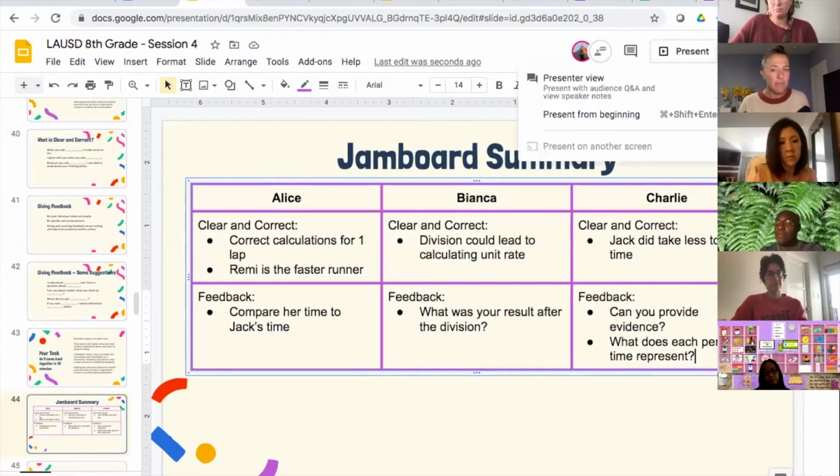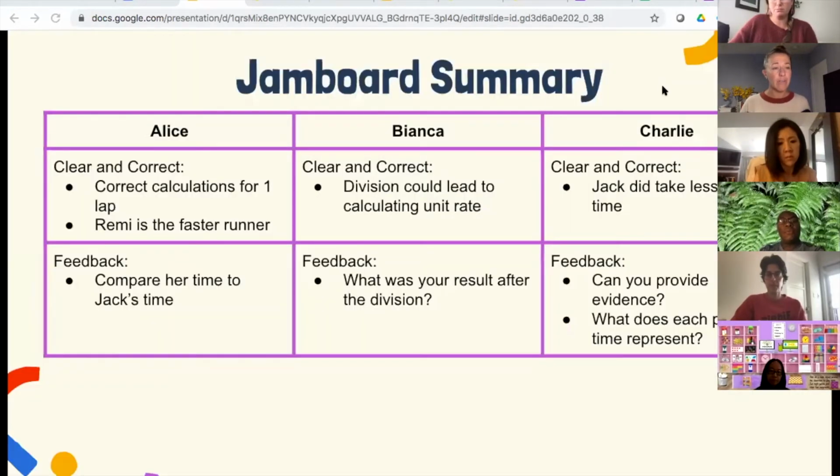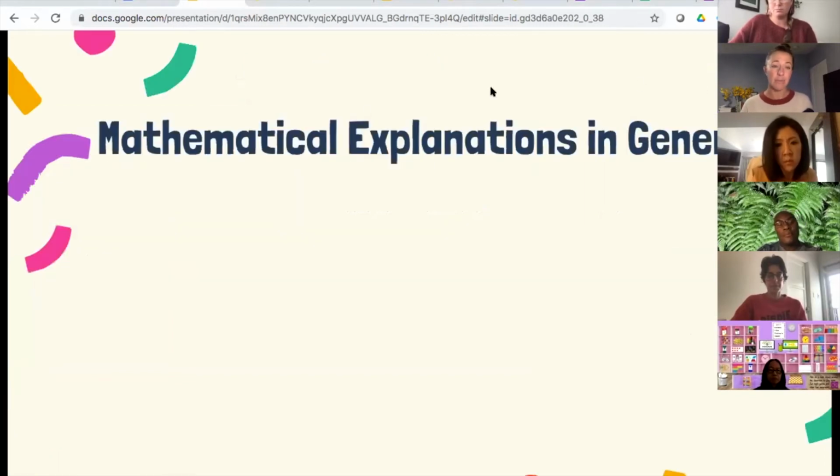So awesome. I think that you definitely picked up on the features that we were hoping that you would. We were very strategic in selecting Alice's, Bianca's, and Charlie's work samples because we felt like they highlighted some of the key things that we would be looking for in a mathematical explanation.